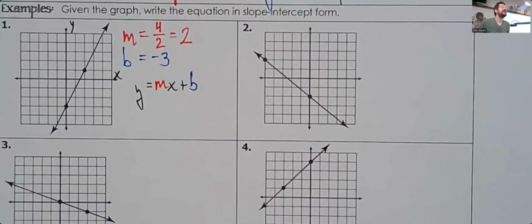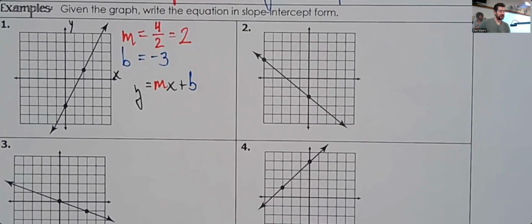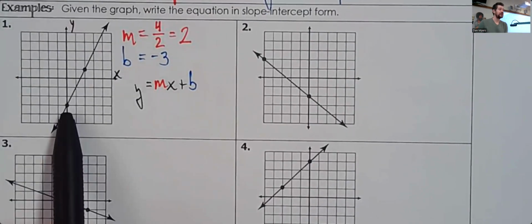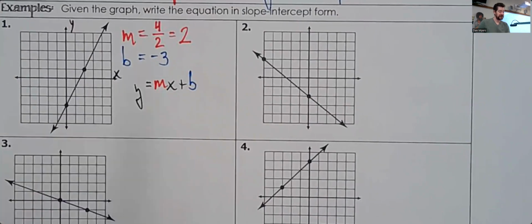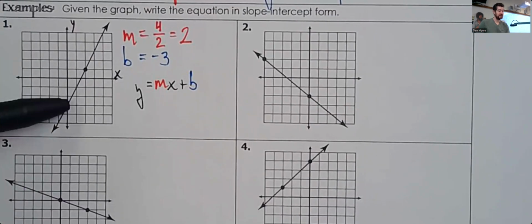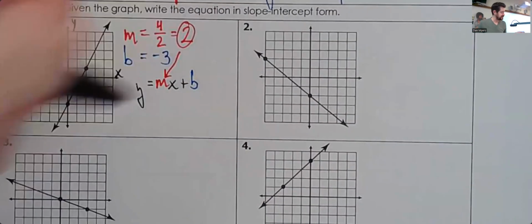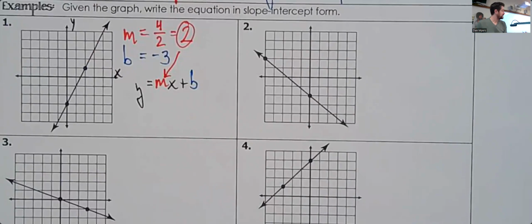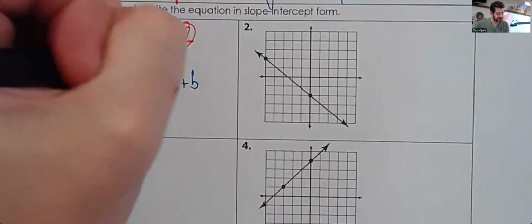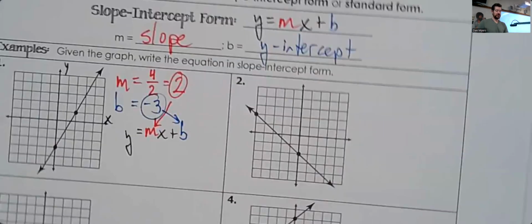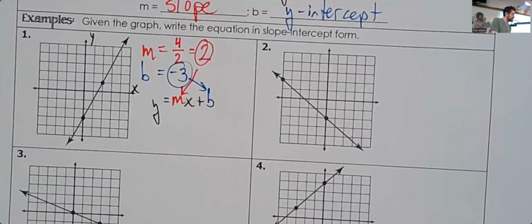I'll say it again. So the y-intercept is where the line crosses over the y-axis. And so you're just going to look for the dot that's on the y-axis. And so here, it's 3 below the middle of the graph. So it's -3. So all we need to do now is take the value of m, which is 2, and substitute it in for m. And we're going to take the value of b, which is -3, and we're going to substitute that in for b. And we'll be able to write our answer and we'll be done.